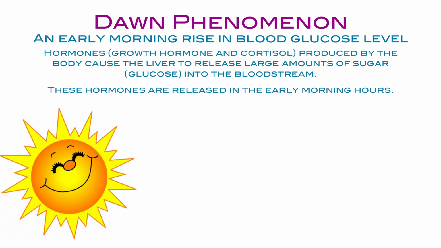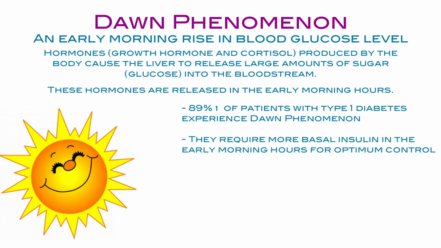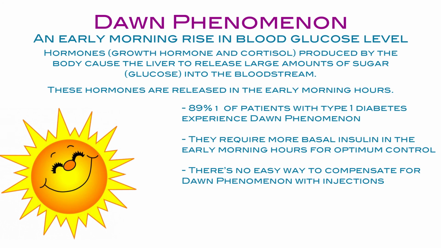If you do not have diabetes, your body is easily able to bring those blood sugars back into range. But if you do have diabetes, it isn't as easy. 89% of the patients with type 1 diabetes experience dawn phenomenon. They require more basal, meaning background insulin, in the early morning hours for optimum control. There is no easy way to compensate for dawn phenomenon with injections, but an insulin pump is able to adjust for these rises.